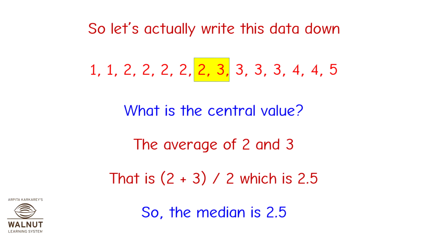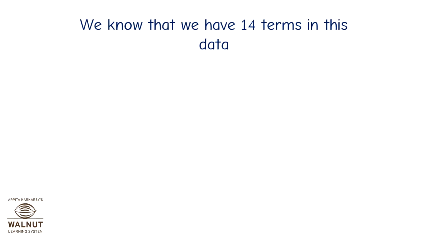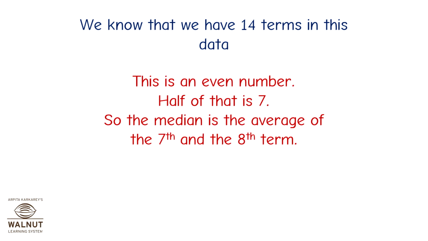This was not a very good way of finding the median. You can't write out lists like this each time. Then, what do we do? We know that we have 14 terms in this data. This is an even number. Half of that is 7. So, the median is the average of the 7th and the 8th term.